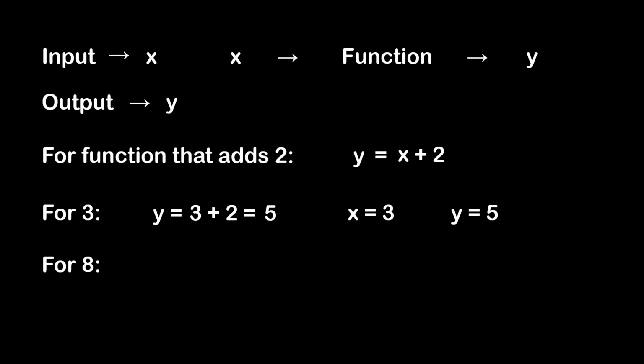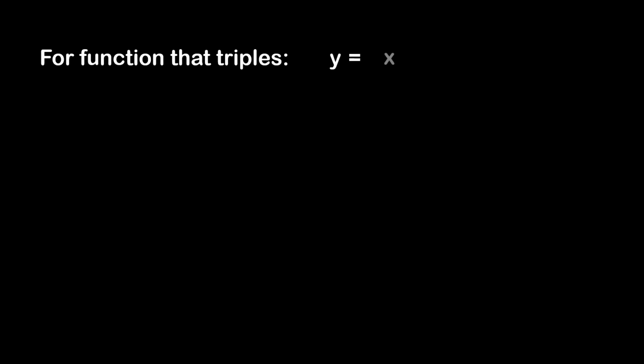If we have an input of 8, that means x is equal to 8. We can put that into the function, get y is equal to 8 plus 2, and that gives us 10. So for an input of 8, for x is equal to 8, we get an output of 10. Y is equal to 10. So we can do this again for a function that triples. Once again, we write down y is equal to x and ask ourselves, what are we doing to the input? What are we doing to x? Well, we're multiplying by 3. So that means we'll have y is equal to 3 times x.